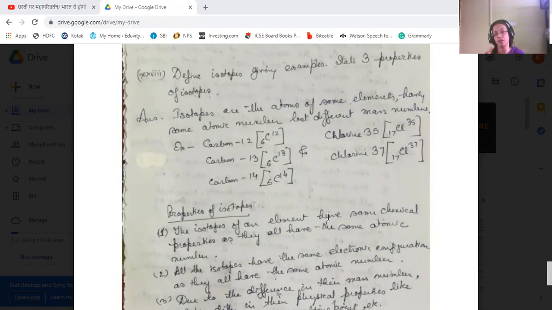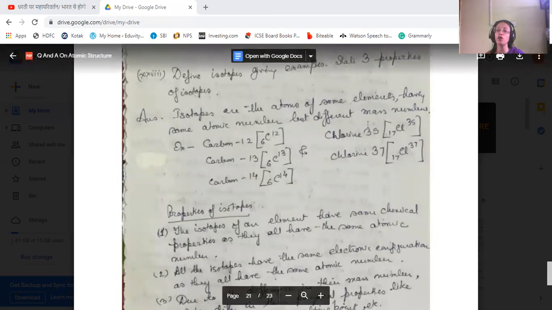The first one, carbon 12, has the mass number 12 and atomic number 6. Second, carbon 13, has the mass number 13 and 6 as the atomic number. Then the carbon 14 atom has 14 as the mass number and 6 as the atomic number. So the atomic numbers are the same.